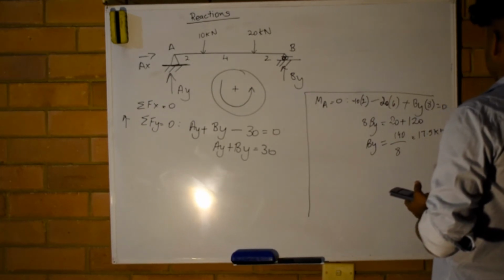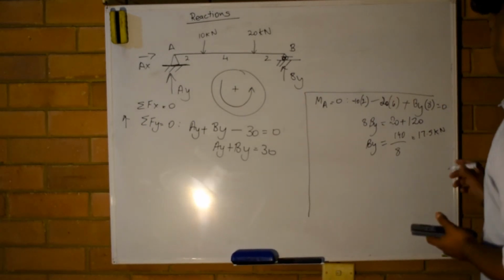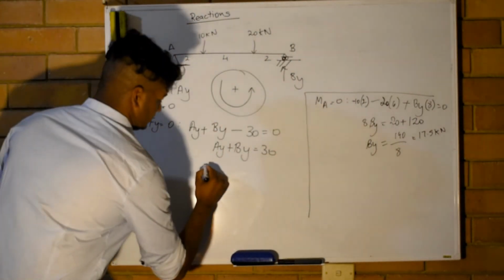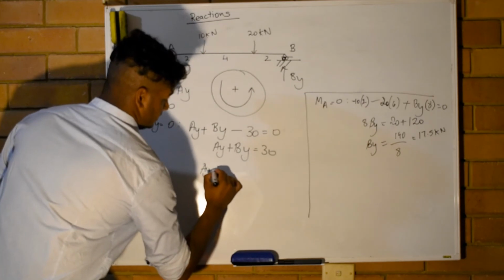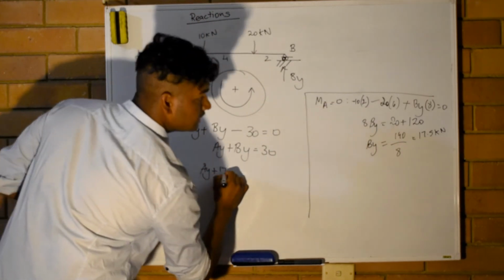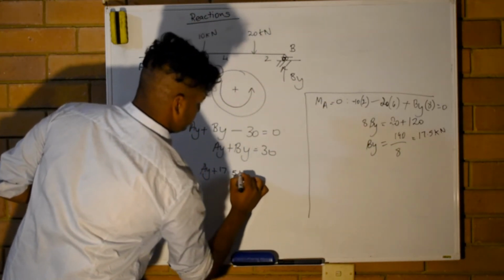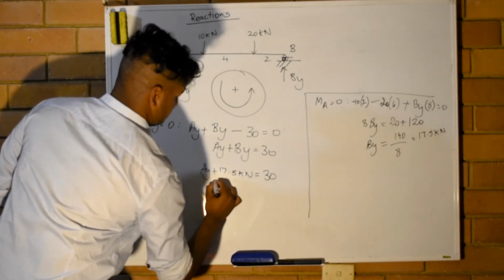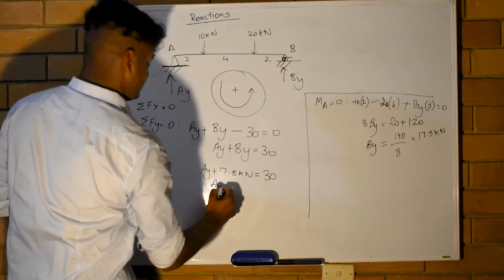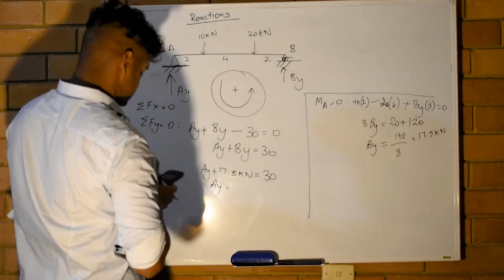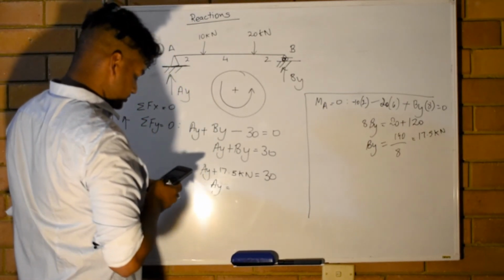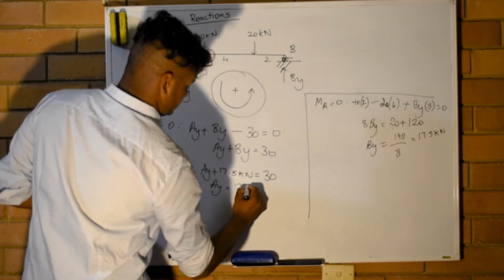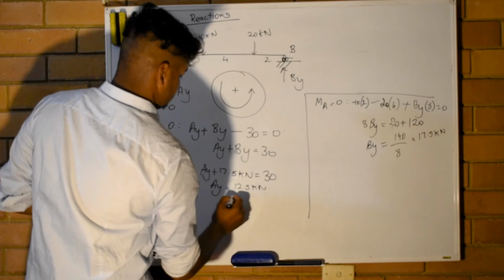17.5 kilonewtons. Now the next part is getting back into this one. So now AY plus 17.5 kilonewtons is equal to 30. So AY is going to give me 30 minus 17.5, 12.5 kilonewtons, okay? So that's that.